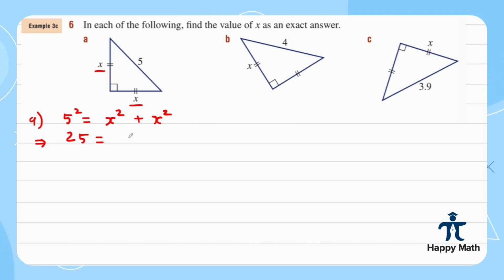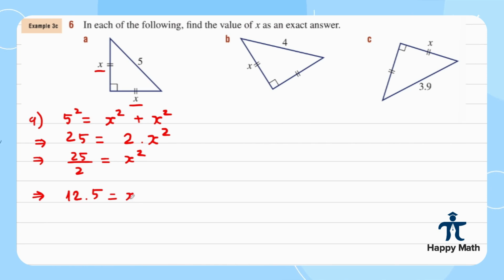25 will be the left hand side, and for this one you got 2h squared. The first step, you need to divide by 2, so 25 divided by 2. You got 12.5 equal to h squared. And 12.5, 25 divided by 2, take the square root for the answer.